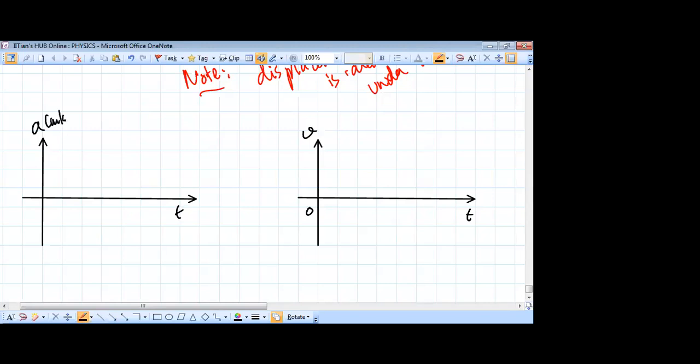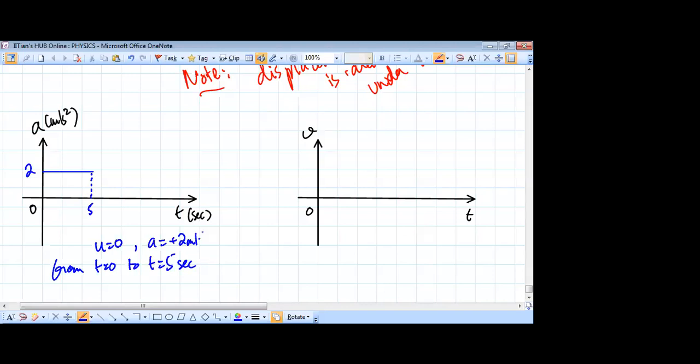So acceleration in meter per second square, time in seconds. The first part of the motion, which is happening for the first 5 seconds, is happening with uniform acceleration. Over here, 5 seconds, the acceleration is 2 meters per second square. So from t equal to 0 to t equal to 5 seconds, the initial velocity was 0. The acceleration was plus 2 meters per second square. So what is velocity as a function of time? It is 2t. v is equal to u plus at.